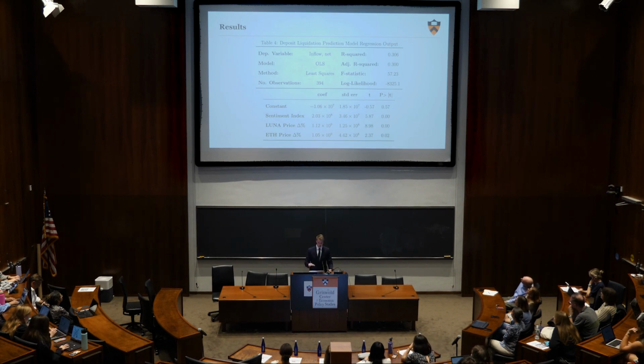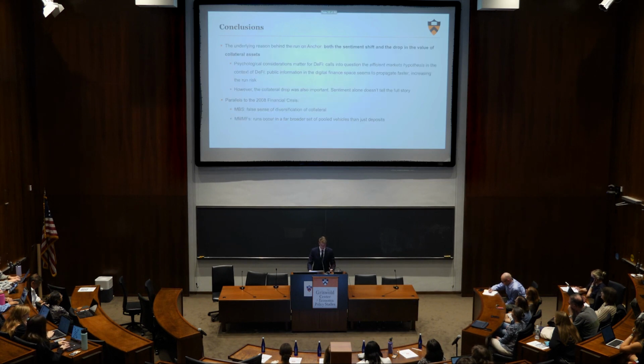I'll point you towards the significance of the sentiment index, the Luna price, and ETH, right? If you look at the T-stat, they're all significant. I also point you to the R squared. It's at 0.3, which is pretty good. I, of course, ran a bunch of different regressions. That's the one I ended up with that had the least issues of cross-correlation and things like that you will probably think of when you do your own research.